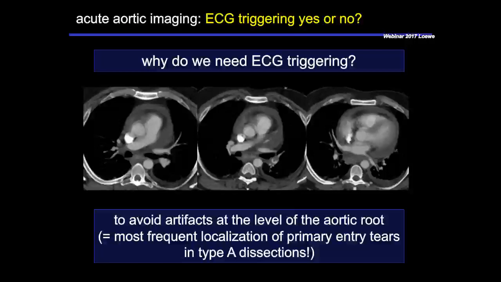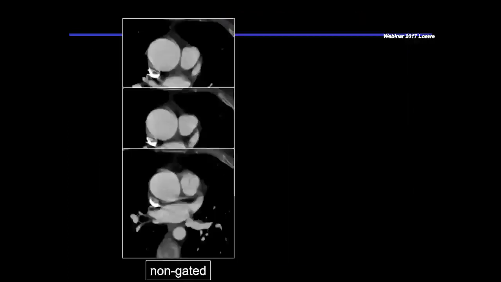Or another example, this patient was transferred to my hospital by helicopter with an already established diagnosis from an outpatient unit of an acute aortic syndrome, suffering from severe chest pain. Of course, these are just artifacts, but it's very difficult to convince your cardiac surgeon if he has a written referral for an acute aortic dissection.